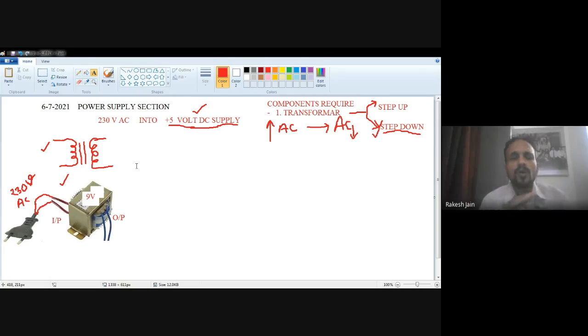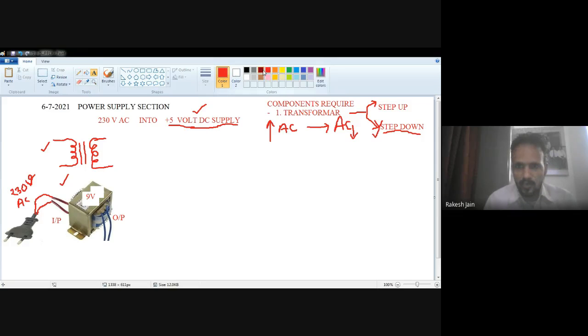If you take any transformer from the garbage or any old project, and because it is old, whatever was written on the transformer has been removed, then you can check it with the help of a multimeter. Connect the input with the power supply and the output pins with the multimeter, set to AC, because transformer input is AC and output is AC. On the multimeter it will show whether it is a 9 volt transformer or a 12 volt transformer. Okay, so let's suppose it is a 9 volt transformer.